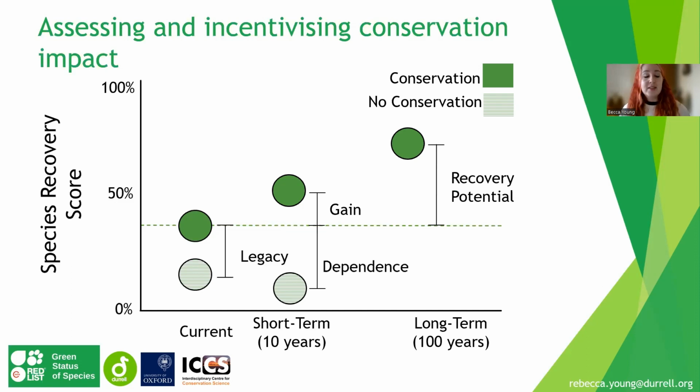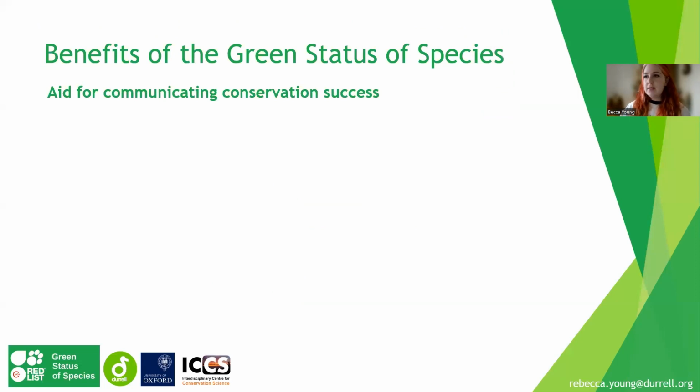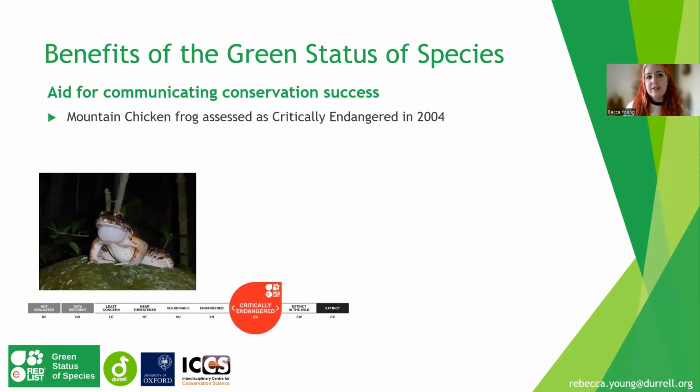And so that's given you an introduction and a bit of a whistle-stop tour through what the green status is and what it can tell us. Some of the reasons for using it is a great aid for communicating conservation success. So as I mentioned, that conservation legacy. So a really good example is the mountain chicken frog. So this was assessed as critically endangered in 2004.